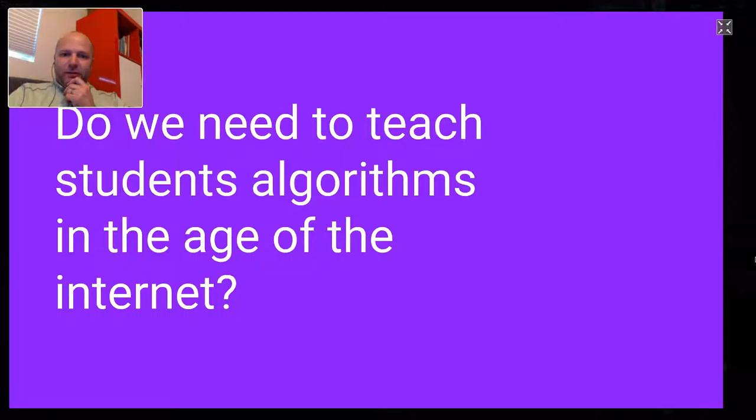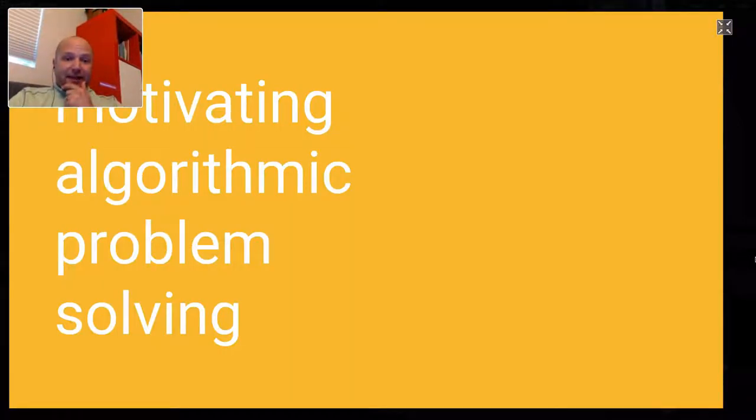So students increasingly don't know how to read a map. IKEA is now changing their products because they're finding that the younger people who buy their furniture don't know how to use tools, which I think is very innovative. Students don't know how to use a tool, which in its own way is an algorithm. Anyway, let's move on to the next slide.